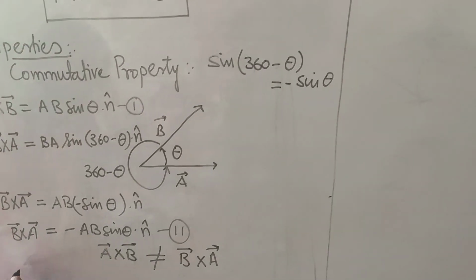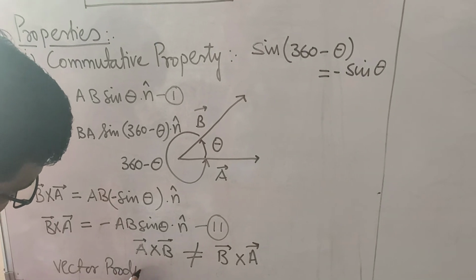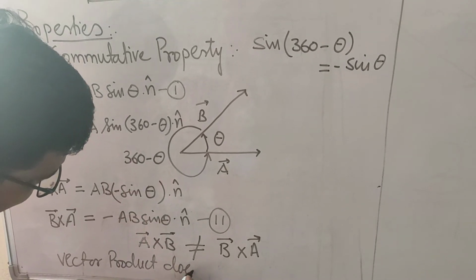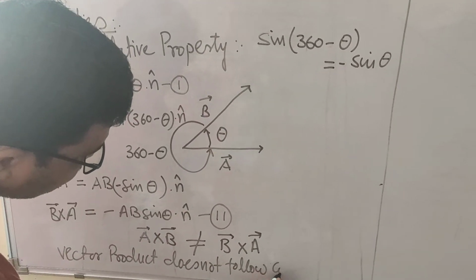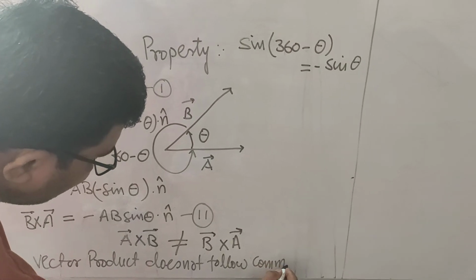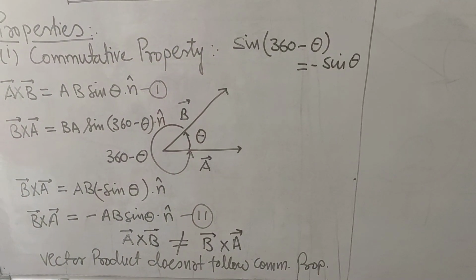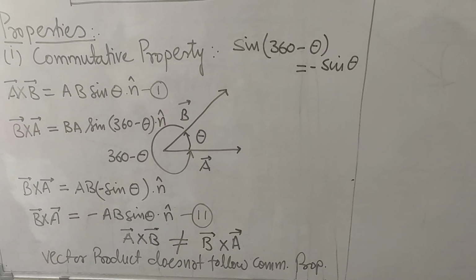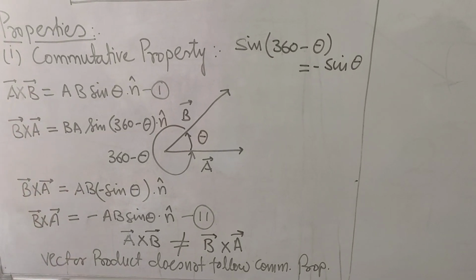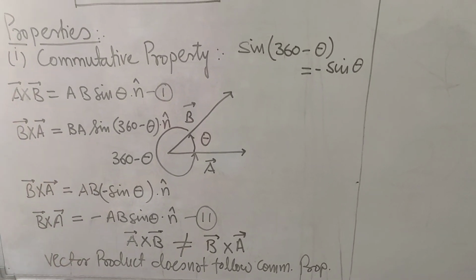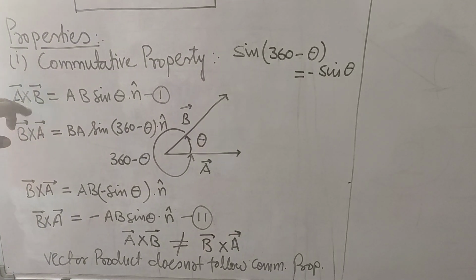That means vector product does not follow commutative property. Vector product does not follow commutative property. Instead, A cross B is equals to minus times B cross A. Make it a correction that it is A cross B, not A dot B.